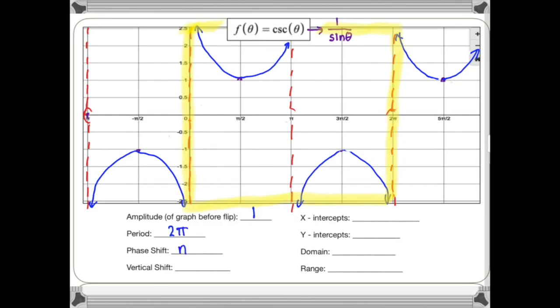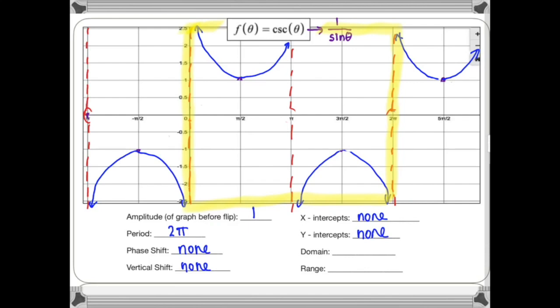Phase shift, we're not shifting anything right now, but it works the exact same way as sine, so keep that in mind. And same thing with the vertical shift. X-intercepts, hey, there aren't any, okay? So that means it doesn't hit at all in its parent form. Y-intercepts, and there's an asymptote right here on the y-axis, and so therefore there is none there as well.